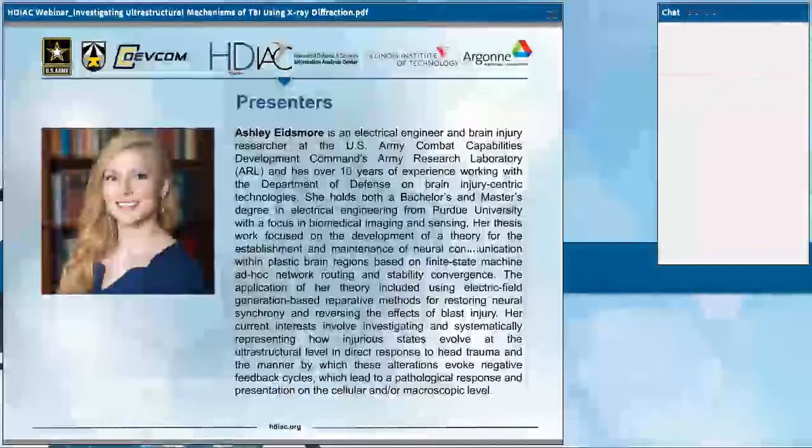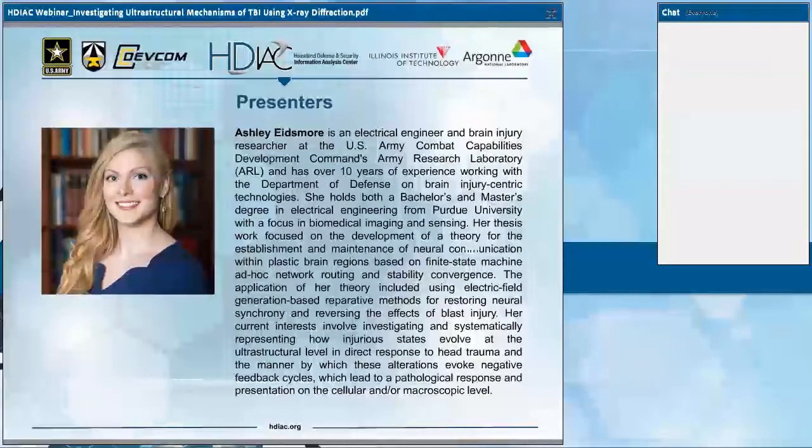Ashley Eidsmoor is an electrical engineer and brain injury researcher at the Army Research Laboratory and has over 10 years of experience working with the Department of Defense on brain injury-centric technologies. She holds both a bachelor's and master's degree in electrical engineering from Purdue University, with a focus in biomedical imaging and sensing. Her thesis work focused on the development of a theory for the establishment and maintenance of neural communication within plastic brain regions based on finite state machine ad hoc network routing and stability convergence.